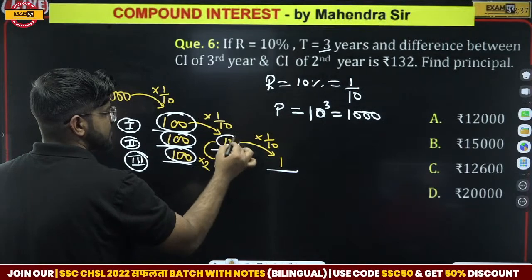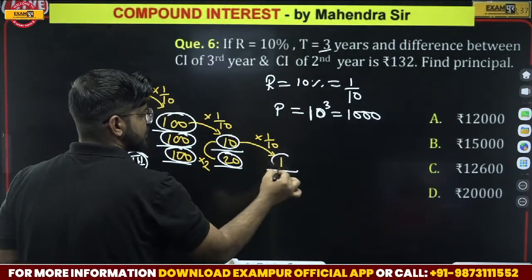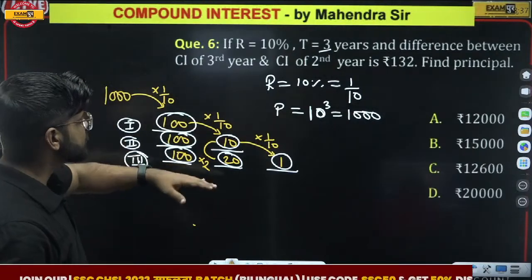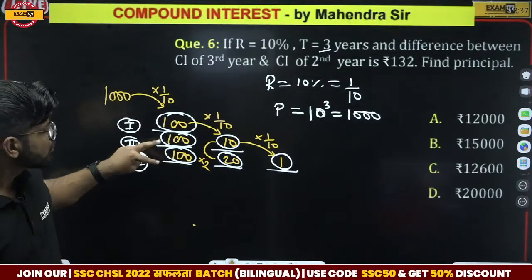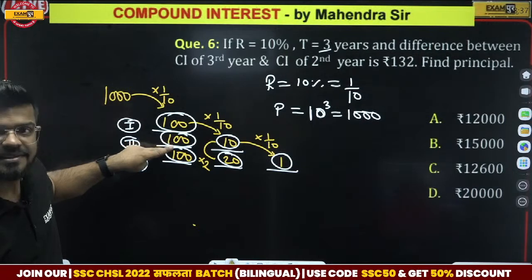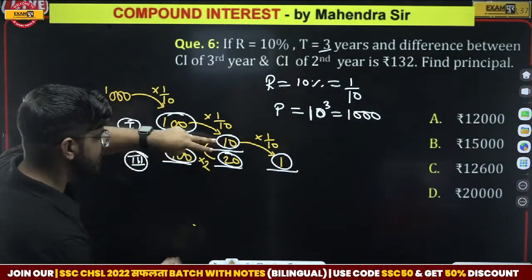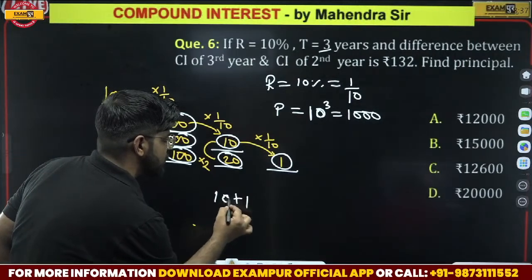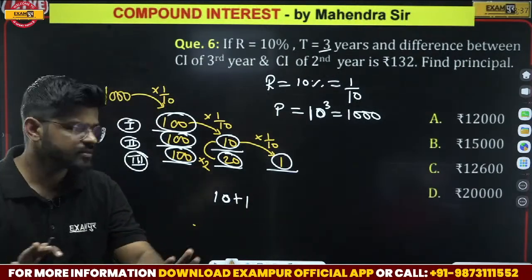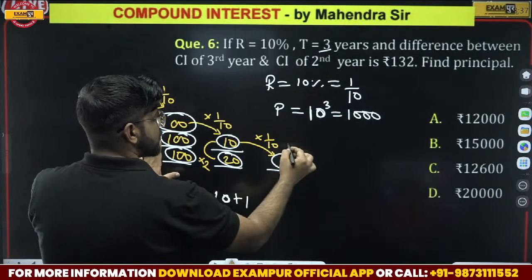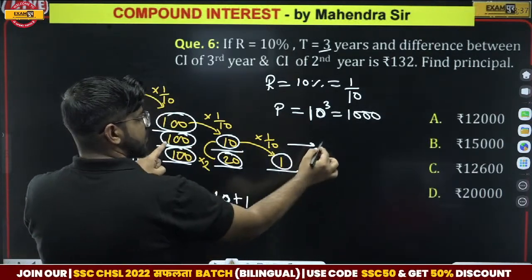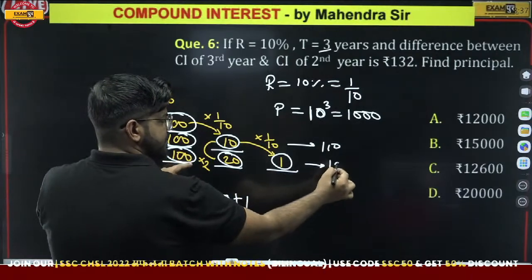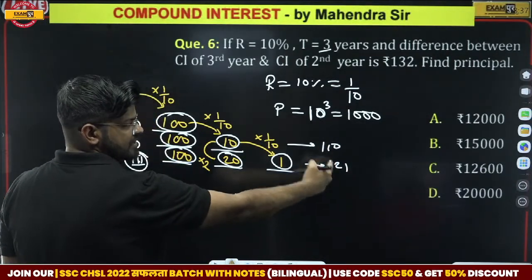We have to add these things in the slab. The question is saying the difference between the second year and the third year. If you take the difference, this will be cancelled out. Here I get 10, and here is only 1. So 10 plus 1, either you can do this or you total it out. So it will be 110 and this will be 121. So you can also take the difference like this.